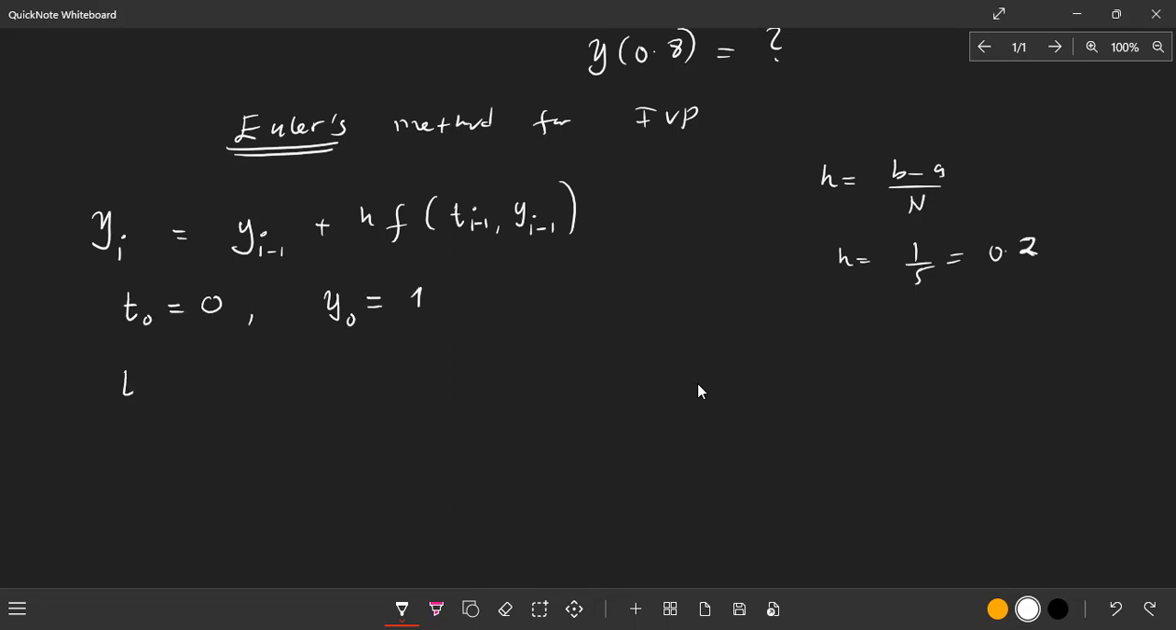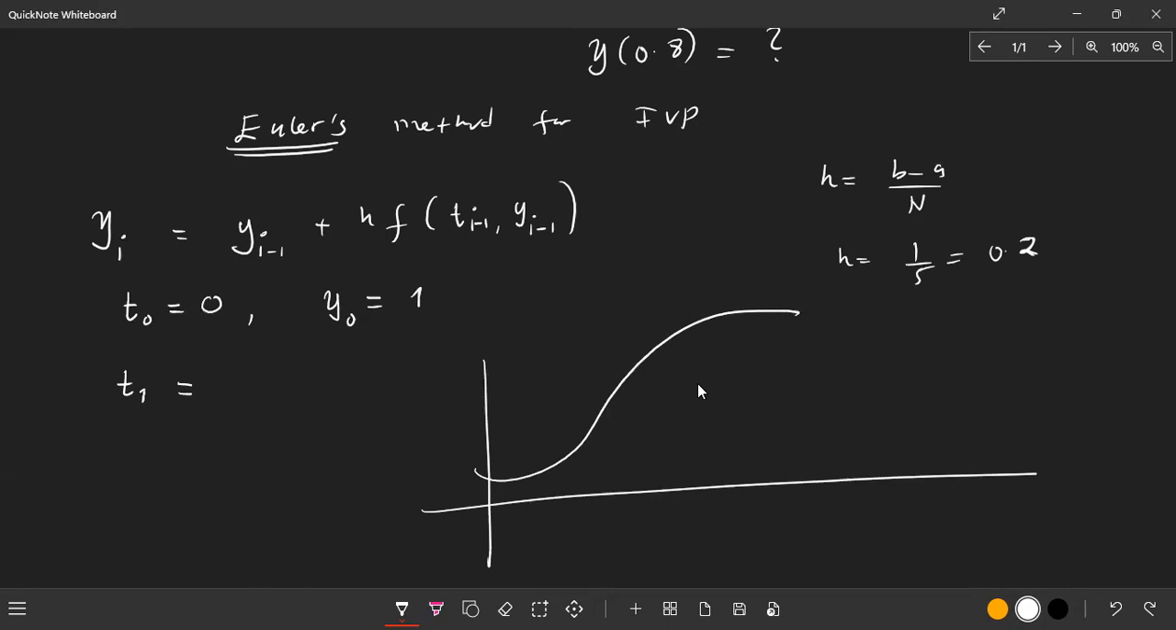Now what will be t1? When i is equal to 1, what will be t1? Remember that we're dividing the interval into sub-intervals. These are the points t equal to 0, t1, t2, t3, until we reach 0.8. So this is 0.2, 0.4, up to 0.8. You notice that we have those 5 intervals there.